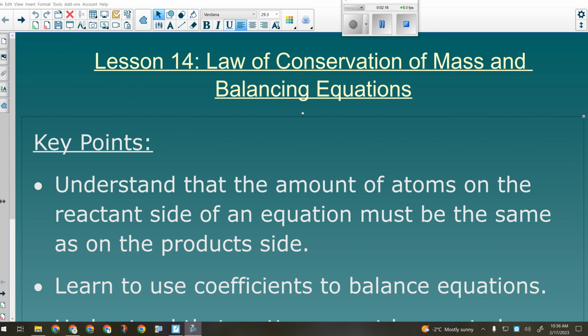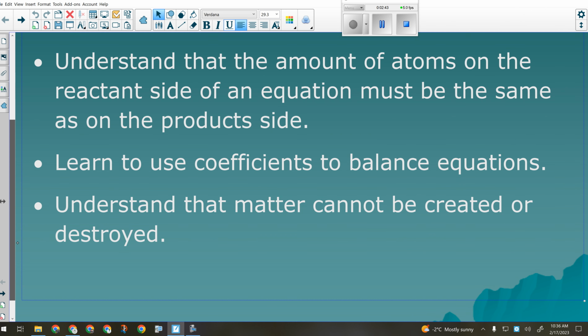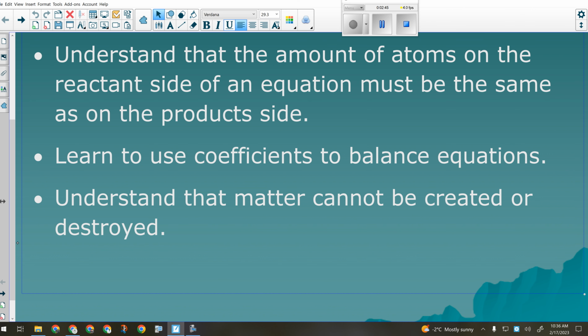That's what it's for. All right, so for our key points for today, looking at the balancing part of it, understand that the amount of atoms on the reactant side of an equation, the starting side, must be the same as on the product side. Otherwise, you're breaking the law of conservation of matter. You're either creating it or destroying it, which you can't do. Use coefficients to balance equations. You already know how to do that because we've been doing it for a week already. And obviously understand matter cannot be created or destroyed, the whole reason we balance chemical reactions in the first place.